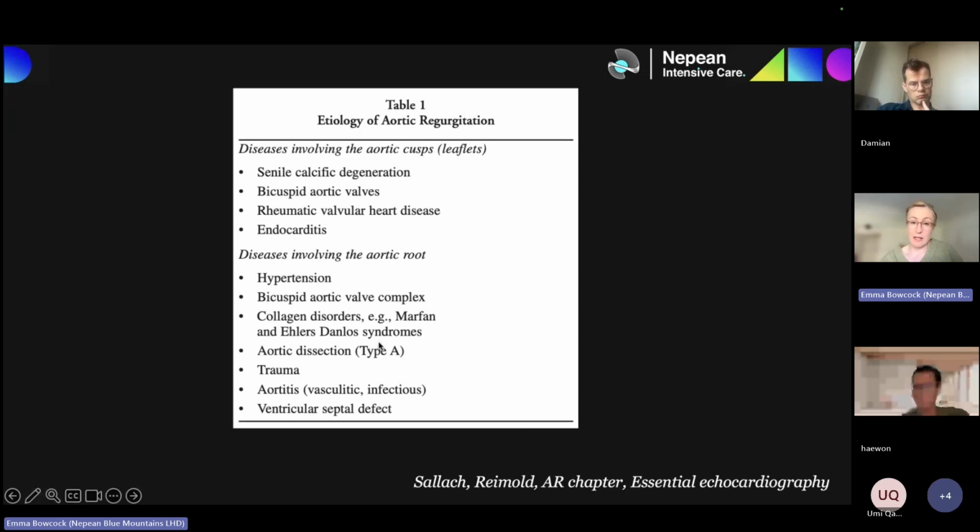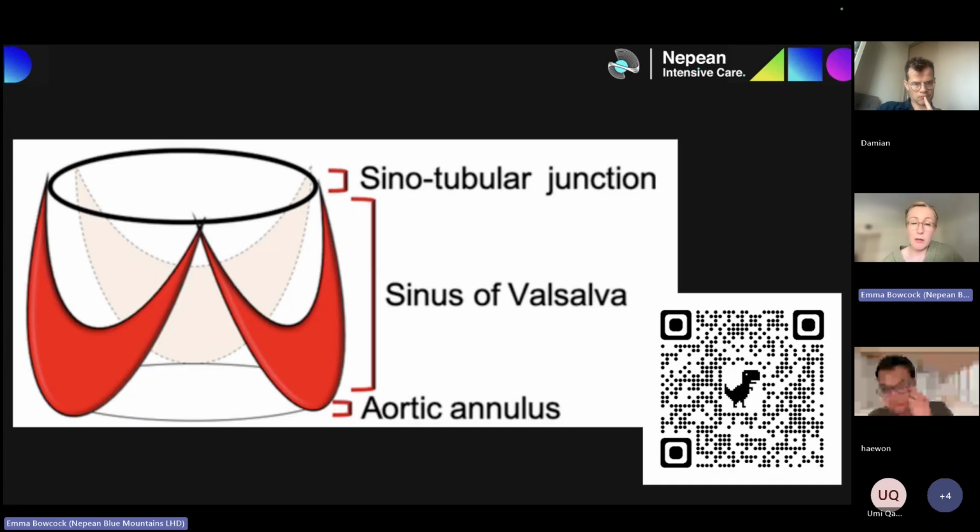But yeah, chronic hypertension, because you're going to get effacement and dilatation of the aortic root. Bicuspid valves tend to have aortopathy and dilatation. You can have collagen disorders, traumas. I guess certain types of VSDs can suck one of the aortic cusps into it, and therefore you get a type of AR with VSDs as well. So a few different etiologies to think about.